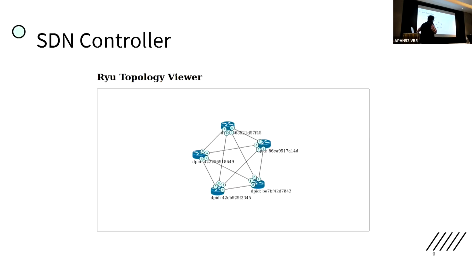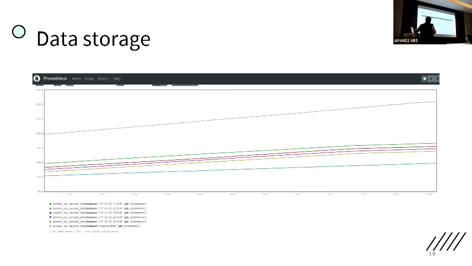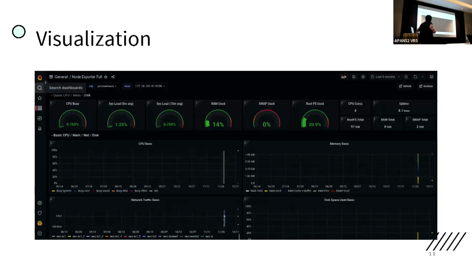Here is the topology which is shown on the Ryu controller. We currently utilized 5 OVS switches, and this is the screenshot of the Prometheus we applied on that test bed, and also we have visualized the captured data from the Prometheus. This is the Grafana dashboard of node exporter.